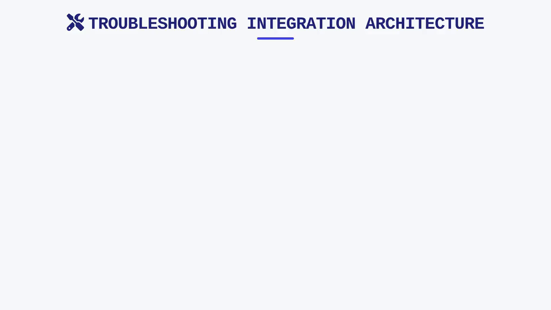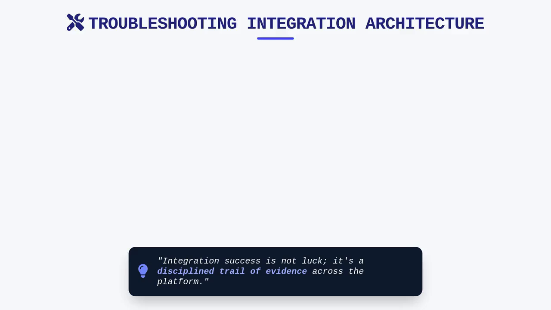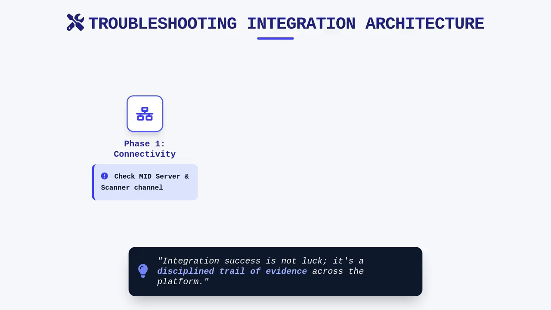Troubleshooting integration architecture is less about luck and more about maintaining a disciplined trail of evidence across the ServiceNow platform and the connected scanners. When an integration fails, the first point of failure is often the communication channel between the mid-server and the underlying vulnerability scanner.